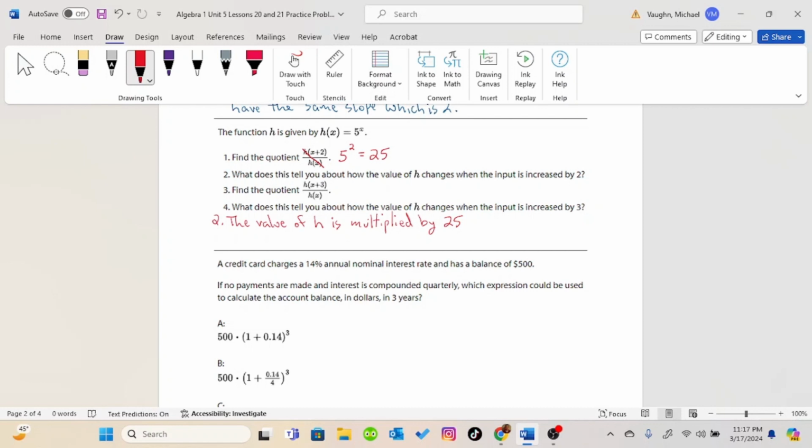Number 3. Find the quotient h of x plus 3 divided by h of x. Again, the h of x's cancel each other out, and we just have 5 to the power of 3, which equals 125.